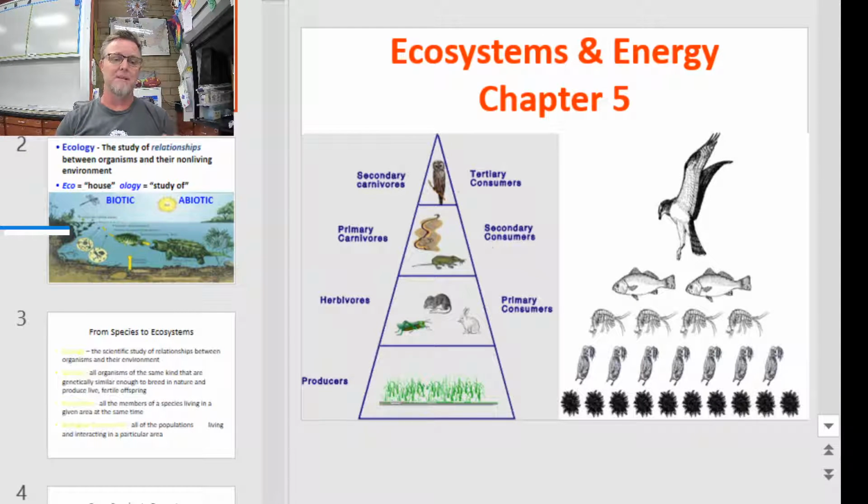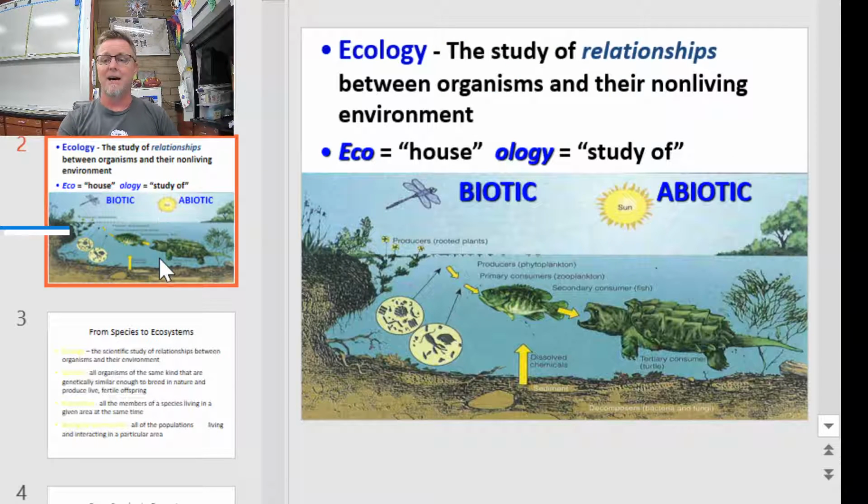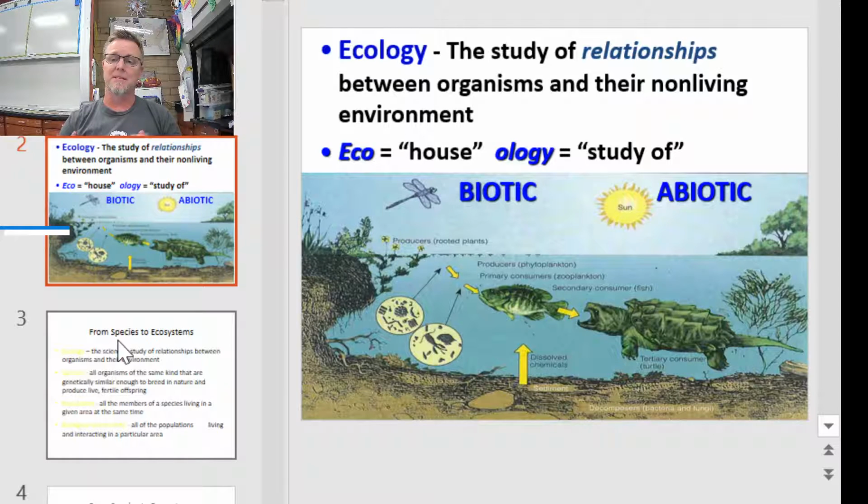Today, we're going to spend a lot of time talking about this idea known as ecology. Ecology is something that's very near and dear to my heart. It's one of my favorite classes as an undergrad. Basically, in ecology we get to study the relationships between organisms and their non-living environment.